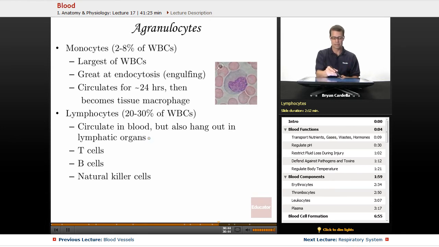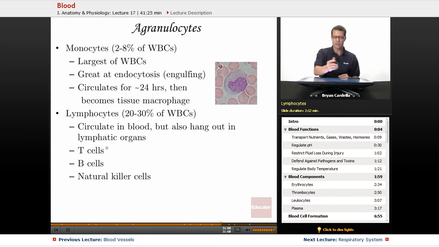The thymus is another one that has to do with it, but the spleen is going to be a place where you're going to find a lot of lymphocytes. Here are some examples of lymphocytes. T cells have to do with cell-mediated immunity. So T cells are going to be targeting particular invaders as they come in.